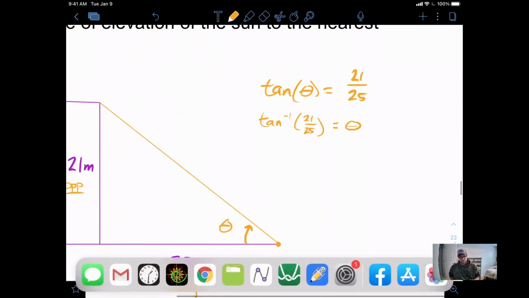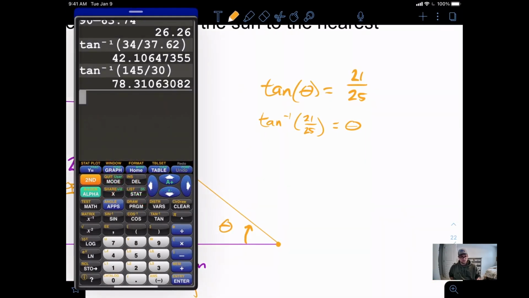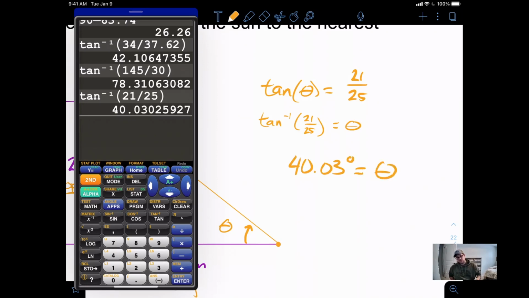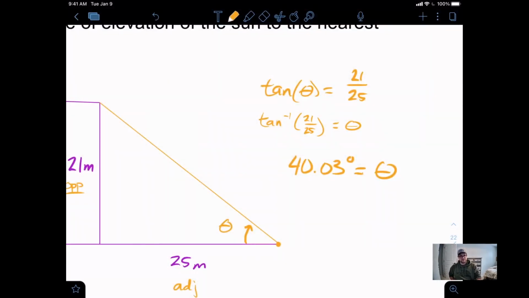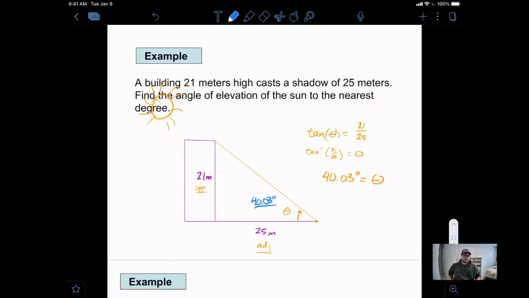Now is where we want to pull up our calculator. So second tangent of 21 divided by 25 would tell us that our angle of elevation, how far we would need to look up to see the sun, will be 40.03 degrees. That is what theta is in this problem. So that means it is 40.03 degrees to look up.